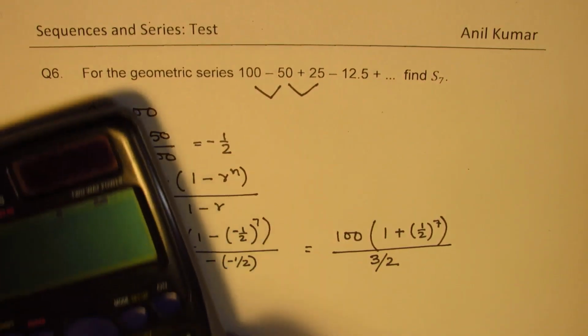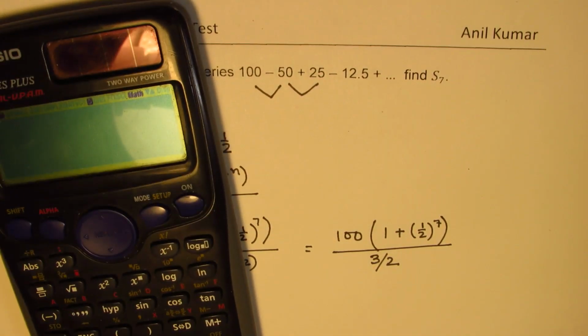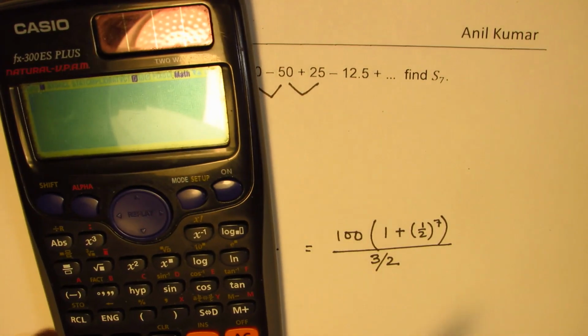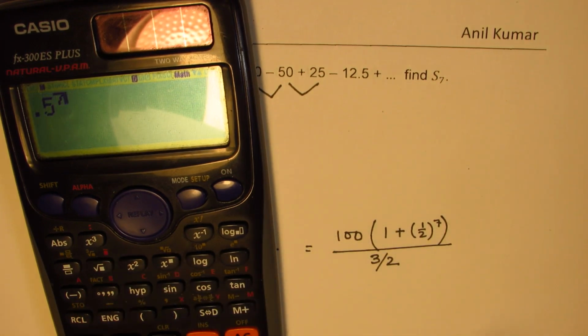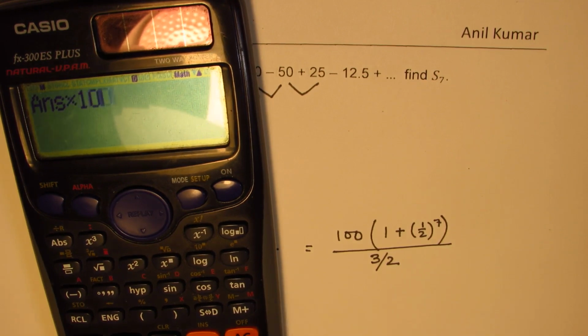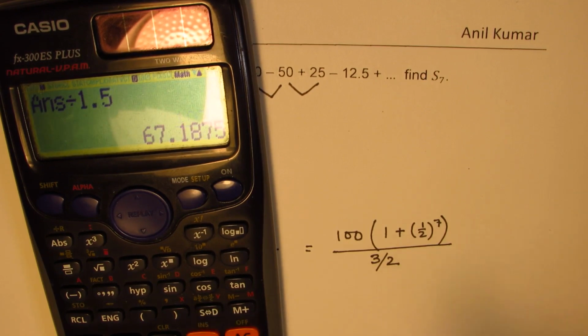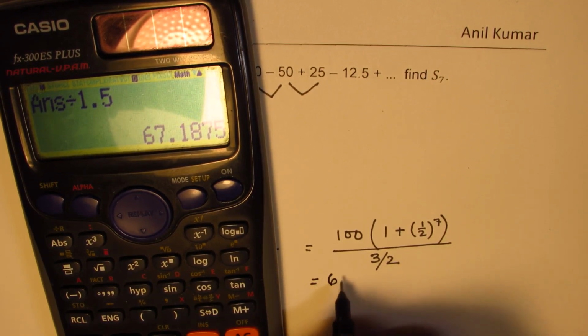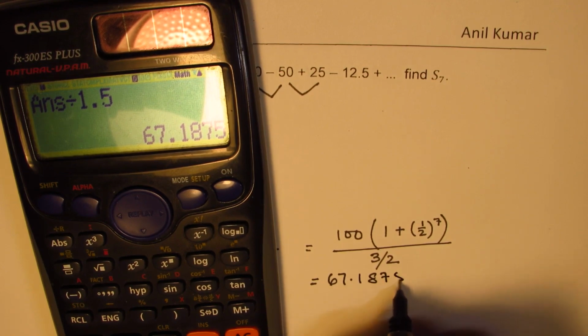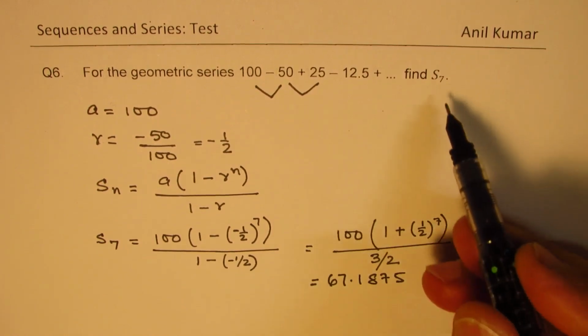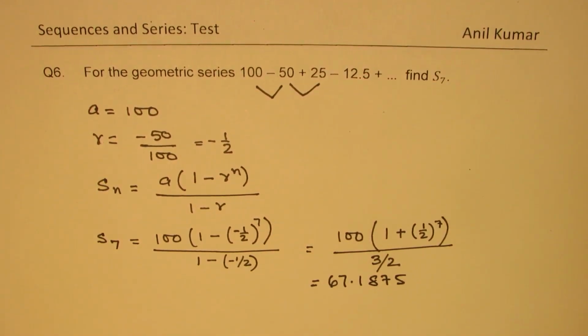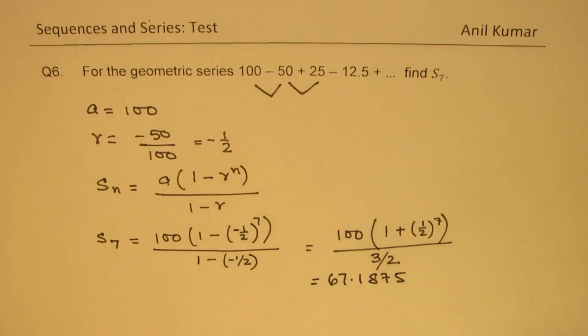Okay, now use the calculator to find this answer. We have half to the power of 7, say 0.5 to the power of 7, and then we'll add 1 to this, multiply by 100, and then divide by 1.5. In decimals, this is equal to 67.1875. Okay, so that becomes the sum of 7 terms, correct? Let's move on and take the next question now.